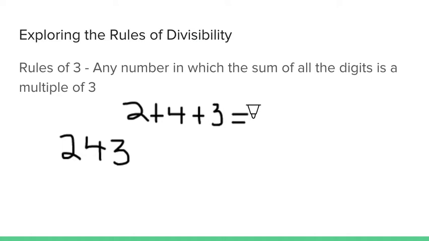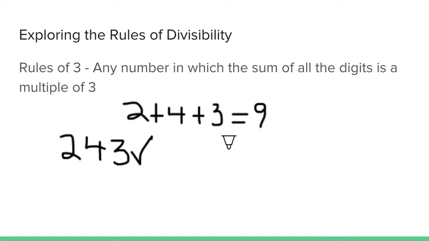And if you have a basic understanding of the 3 times table, you should know that 3 goes into 9 evenly 3 times. So automatically, boom, yes, 243 is in fact divisible by 3. Okay, we could try another number now.